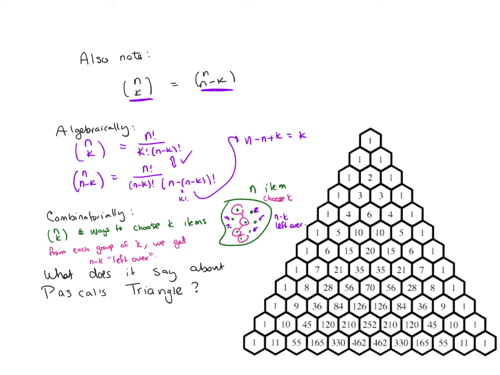So what does this tell us about Pascal's triangle? Right, here is my 4 choose 1. That should be the same as 4 choose 3. So those two numbers are the same. This is 5 choose 2, and 5 choose 3. Those numbers should be the same, right? So if I draw this line going down the middle of Pascal's triangle, then we should have equal numbers on either side of that line. So I'm symmetric across that vertical axis. So that's something that we can see as well.